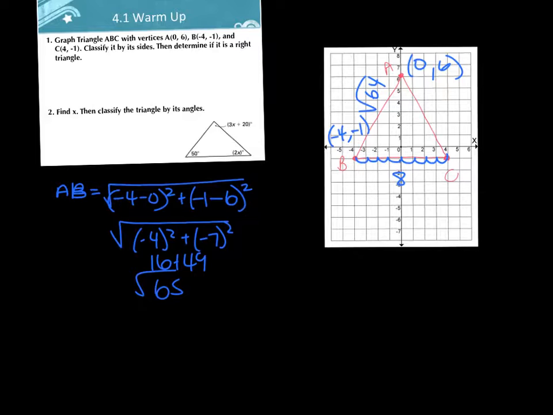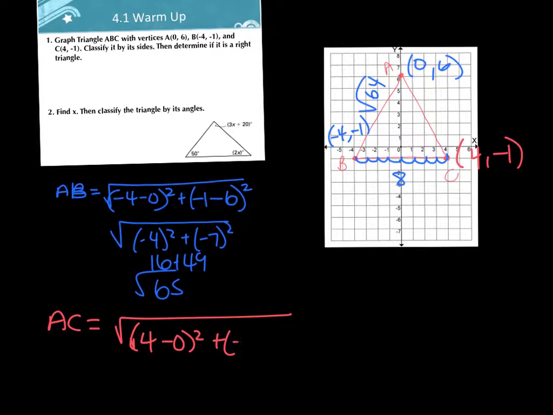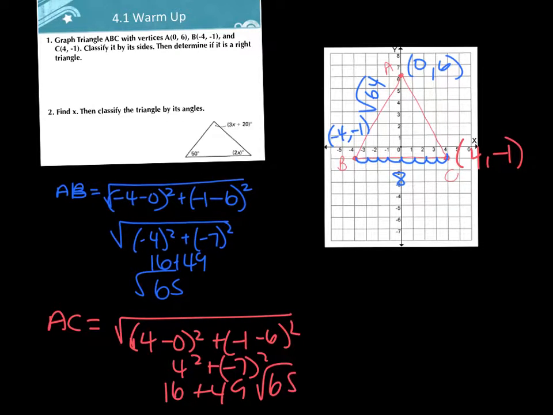Okay, then I want to find AC. So C was 4, -1. I can do the square root of 4 minus 0 squared plus -1 minus 6 squared, 4 squared plus -7 squared, and again, 16 plus 49 is the square root of 65. So what do I know about this triangle? It's isosceles. That's the first thing I can figure out.